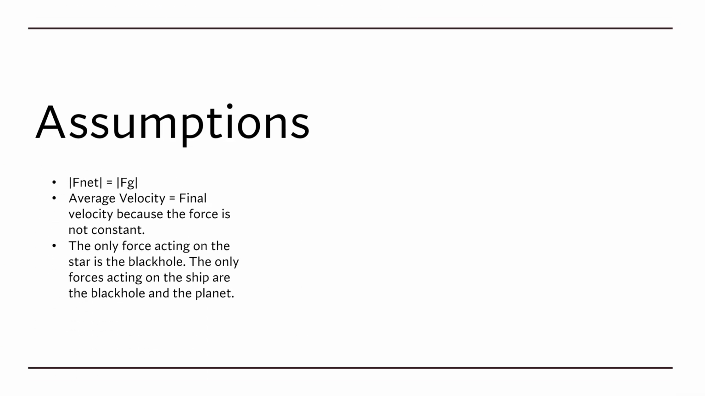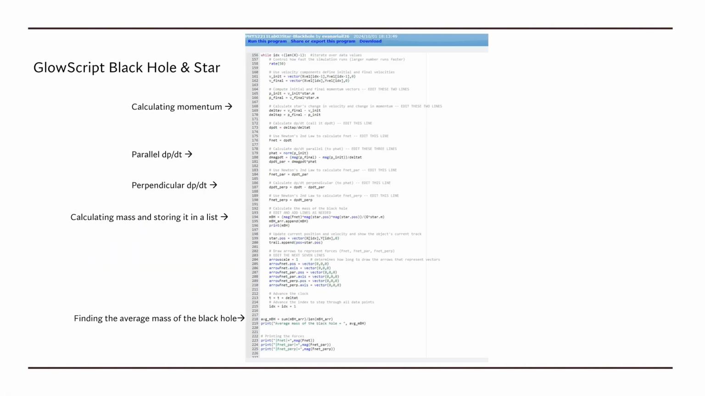For some assumptions in this experiment, we assumed that the magnitude of the net force is equal to the magnitude of the gravity force. Because this force is not constant, we will assume that average velocity is equal to final velocity. And we can assume that the only force acting on the star is the black hole, because it's in space, and the only forces acting on the ship are the black hole and the planet, also because they are in space.